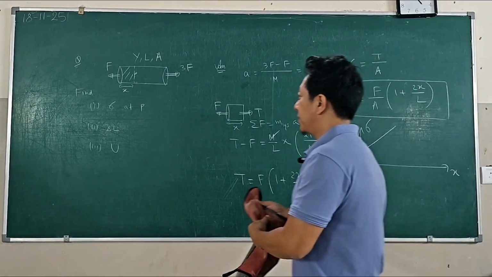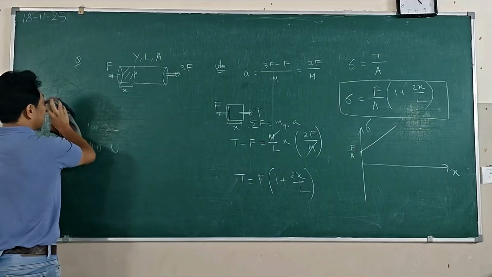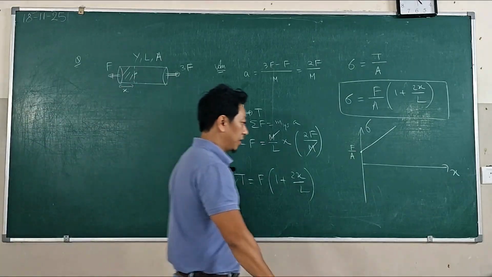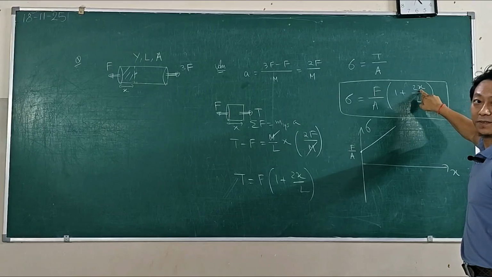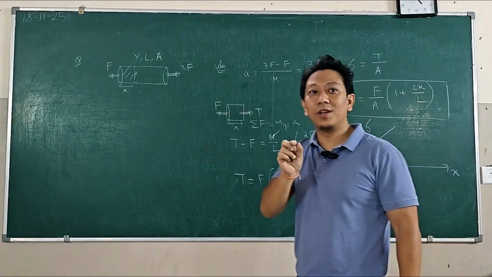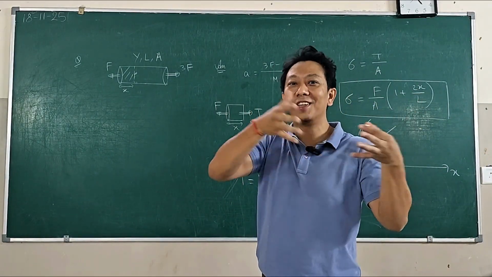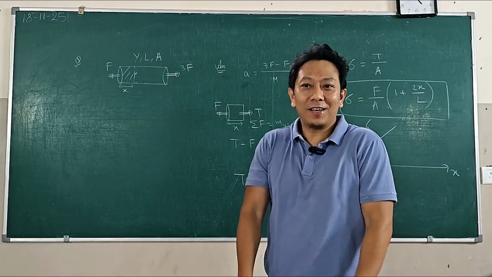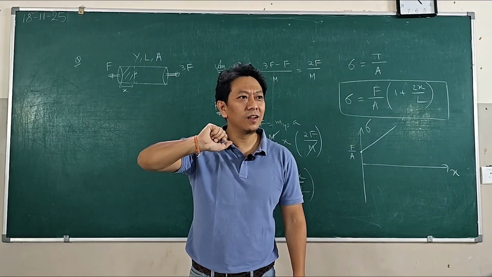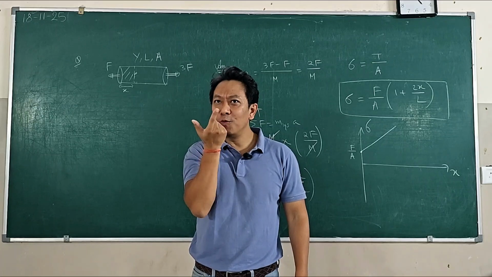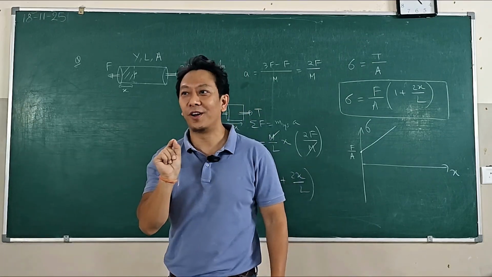First question done. Second question is what? Delta L. Now students, because stress changes from point to point, strain also will change from point to point, because stress and strain are directly proportional. Now you will say, but strain is delta L by L. How do you know? What do you mean by strain at a point?